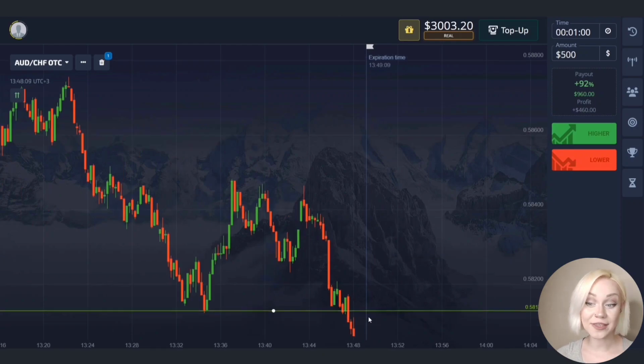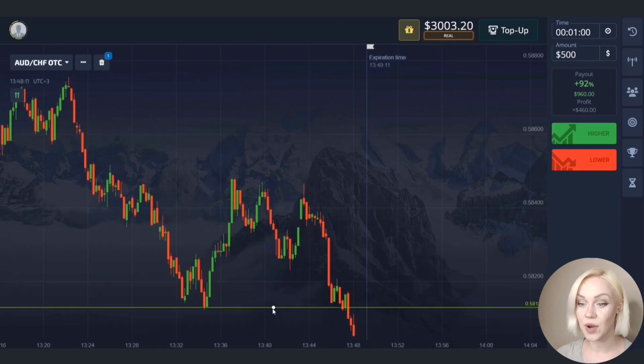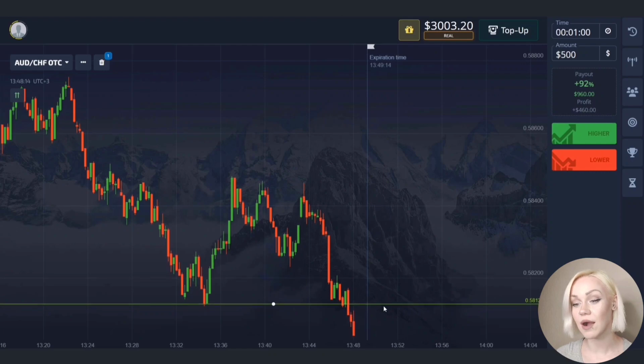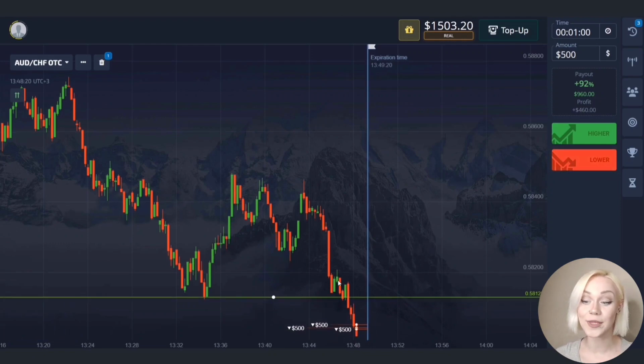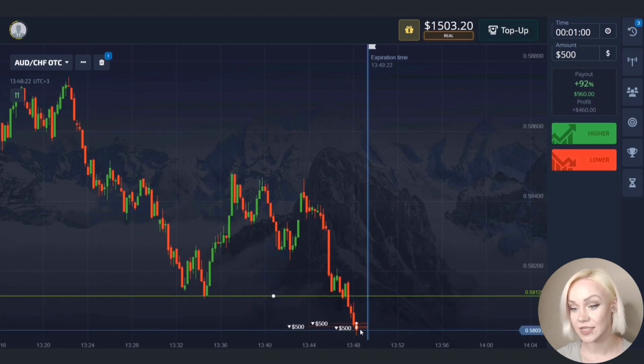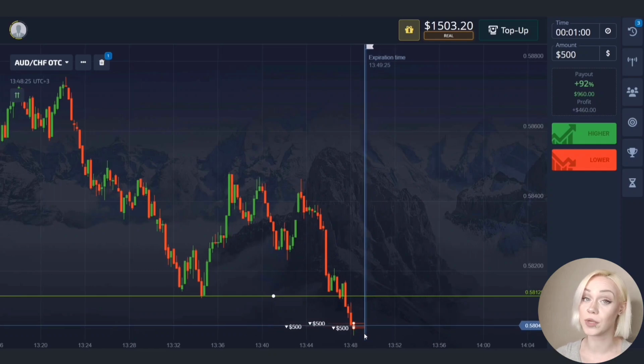Well, here we have the level of support. We also see that the price is already starting to break through our level. We will open a trade for a fall for 1 minute. There is a steady downward movement. I hope that in this case we will also have time to make money on this downward movement. So let's wait for the result.